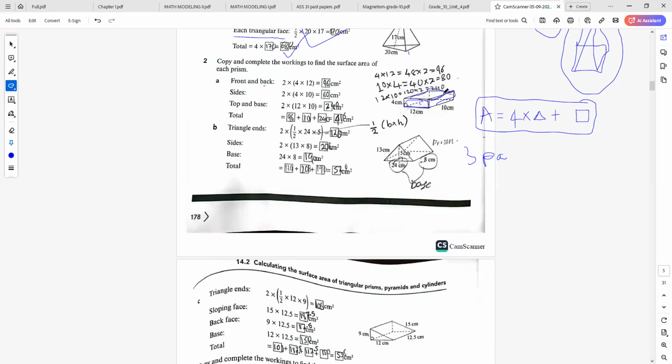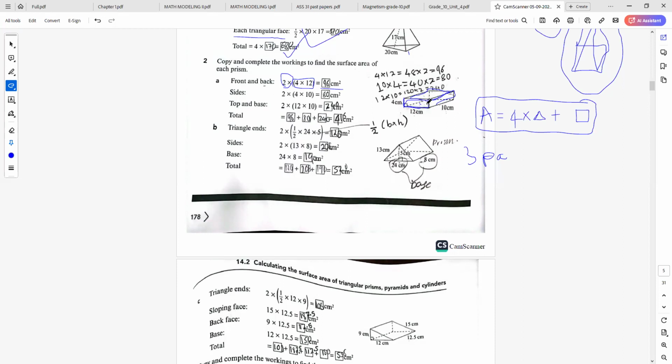So front and back, we have 4 into 12. This side is 4 and this side is 12. So 2 into 4 into 12, where the 2 represents the number of faces, front and back, and this represents the area of that type of rectangle. So that is 96. Then sides. So each side.